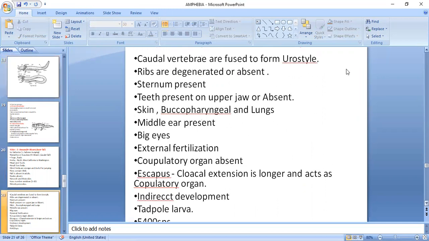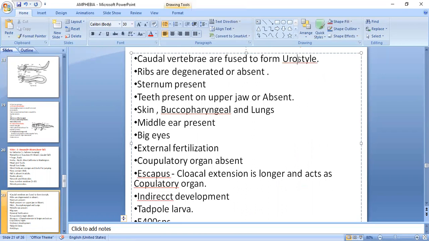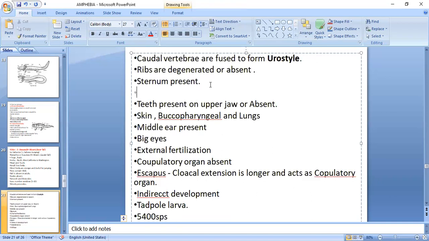Here the caudal vertebrae are fused to form a single structure called the urostyle. So ribs are degenerated or absent. Frogs లో ribs అనేటువంటి తగ్గించబడతాయి లేదా ఇందులో ఉంటాయి. Sternum is present because forelimbs and hindlimbs are present. Particularly the forelimbs are supported by the sternum and pectoral girdle. So here we can write, both girdles are well developed.